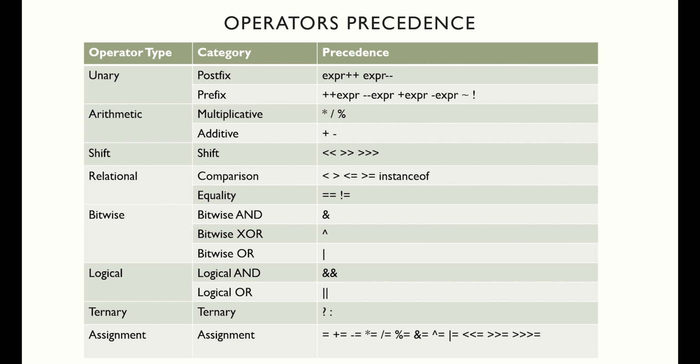Say x is equal to 7 plus 3 into 2. Here, x is assigned 13, not 20, because multiplication operator has higher precedence than addition operator. So, it first multiplies 3 into 2, and then adds 7. In this table, operators with highest precedence appear at the top of the table, those with the lowest appear at the bottom. You must ensure to remember operator precedence.